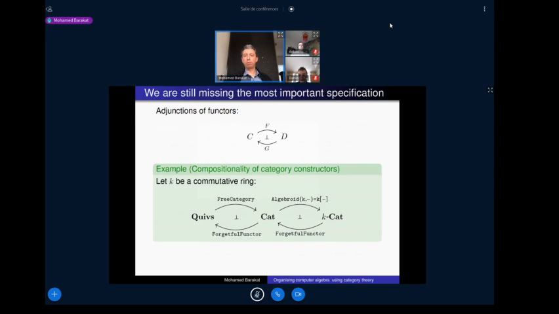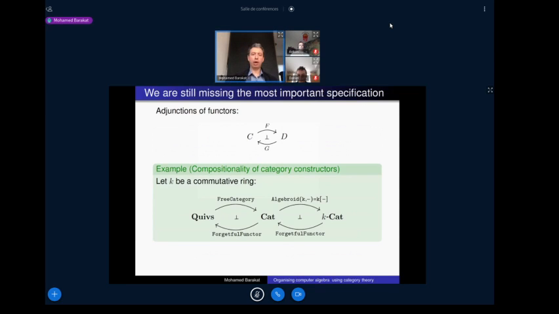And here is compositionality of category constructors. The quivers together with functors, so we can also define functors for quivers, not just for categories, themselves form a category called Quivs. Cat is the 2-category of categories, but we just look at it here as one category, with the categories and the functors as morphisms. And on the rightmost side, we just look at the K-linear categories.